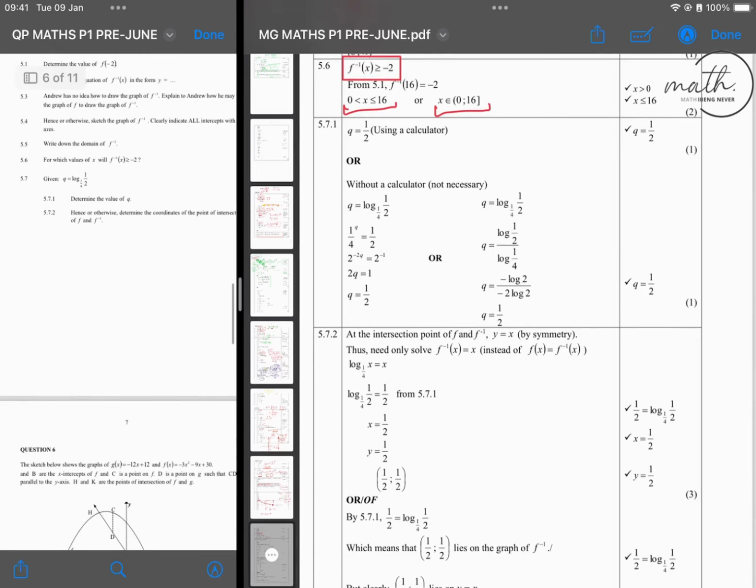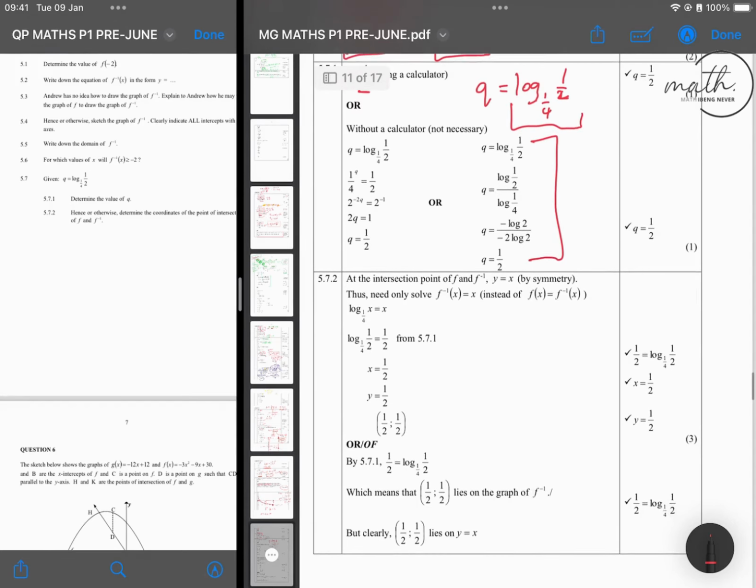5.7 says given Q equals log base 1/4 of 1/2, find Q. You can just take your calculator, press it, and get 1/2. The other ways, I'm not going to entertain. Just press your calculator and get the answer.